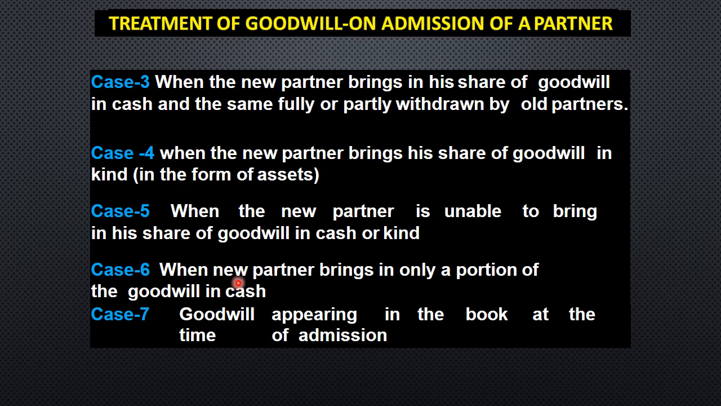Case 6, when the new partner brings only a portion of his share of goodwill. It means he brings only a part of what he was supposed to bring. And finally, the last case, when goodwill is already appearing in the books at the time of admission. It means at the time of admission, old goodwill is already shown in the books.